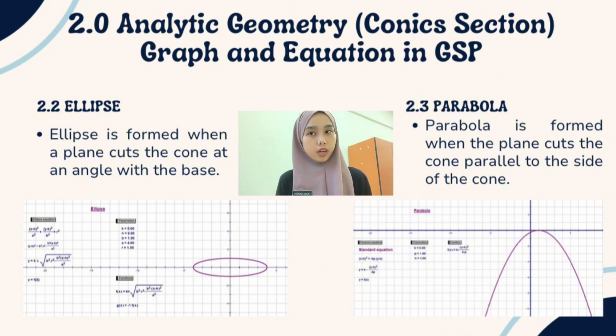Next is parabola. So what is a parabola? A parabola is formed when the plane cuts the cone parallel to the side of the cone. So the standard equation is (x - h)^2 = -4p(y - k).